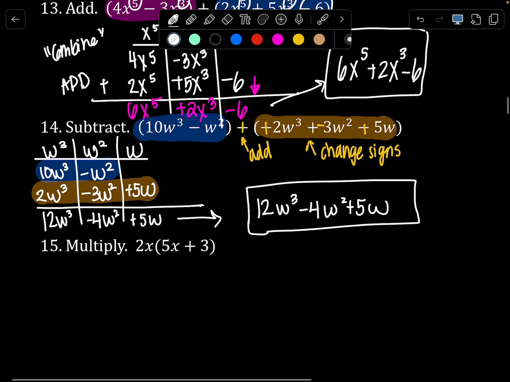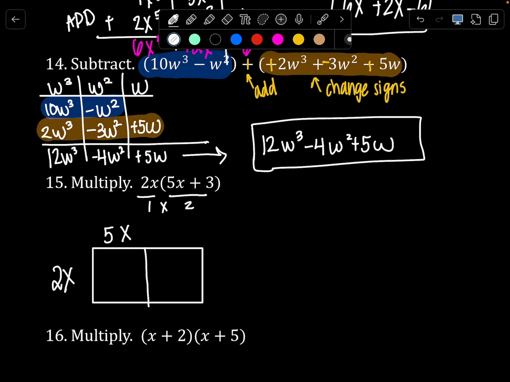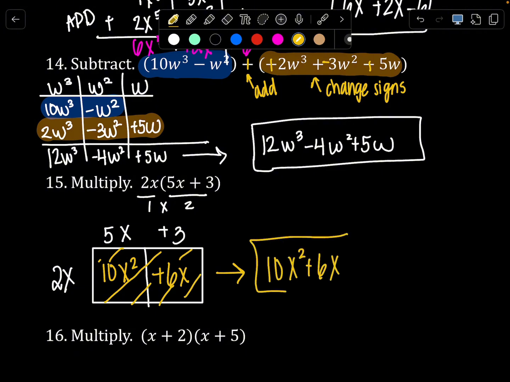Okie dokie. Now we're going to move into the fun ones, which I love, which is multiplication. And I always think about base times height, okay? This is a 1 by 2 box. One term, two terms. So this is where I put my 2x outside. Whenever you see parentheses, those are your numbers outside. Multiply them together, right? 2x times 5x is 10x squared plus 6x. Therefore, your answer is your area inside here, which is 10x squared plus 6x. And you are done. Do you guys have any questions?